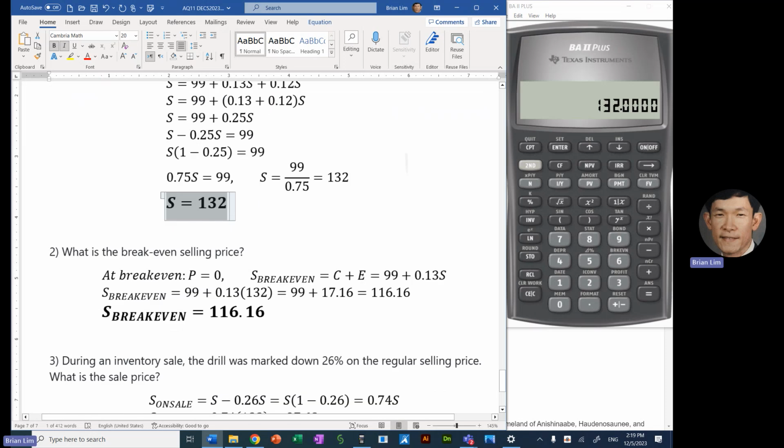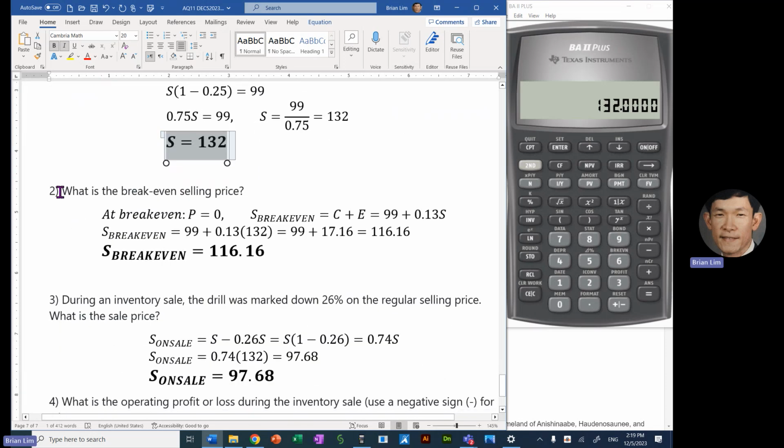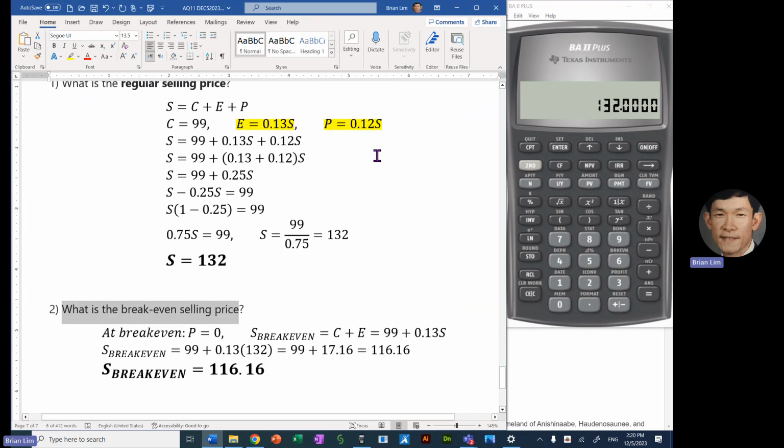All right, now what is the break-even selling price? Now, break-even, we know that the profit is 0. So with that, we know this term, the P, will fall off. So we're just left with what? C plus E. So at break-even, it's cost plus expenses. We have the cost, it's 99, but we don't have the expenses. Why? Because we didn't know the selling price previously before we calculated it. Now we know it's $132.